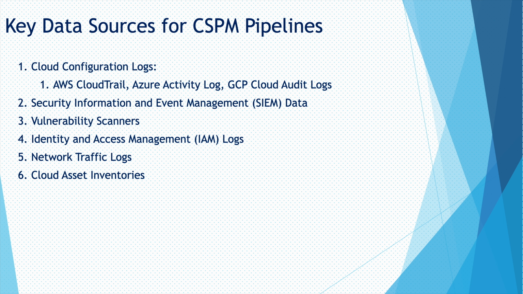Key data sources for CSPM pipelines. In the previous slide, we have seen that we are collecting the data from the public clouds. So in public cloud, there will be millions of data, but we have to collect only those data which is relevant for the security. So what are those security relevant data? Those data are cloud configuration logs. In AWS, there's a service called CloudTrail. Similar to that, in GCP we have audit logs, and in Azure we have activity logs.